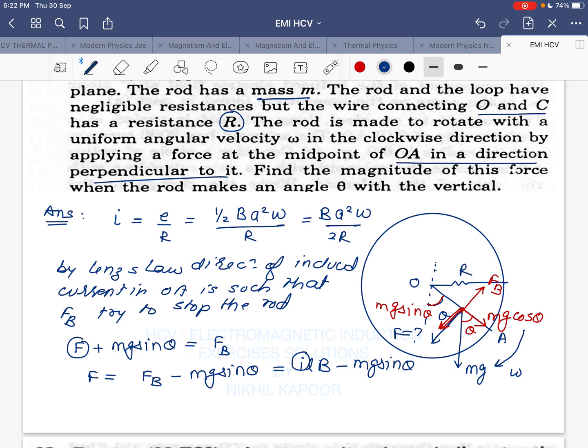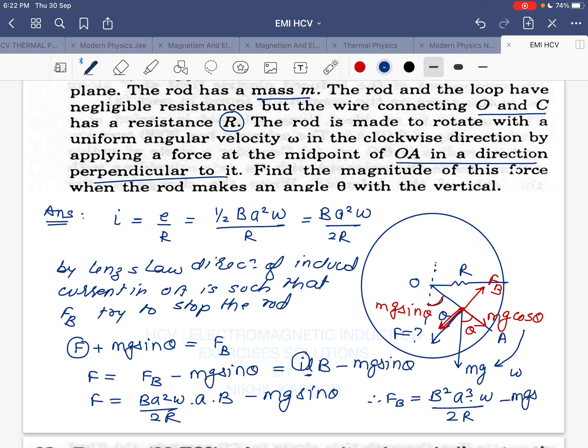The induced current we already calculated initially, which is B A square omega by 2R. So it will be B A square omega by 2R into the length of the rod, which is A, into B, minus mg sin theta. Therefore the final answer that we have got is the force equal to B square A cube omega upon 2R minus mg sin theta. And that is the final answer to this question. Thank you.